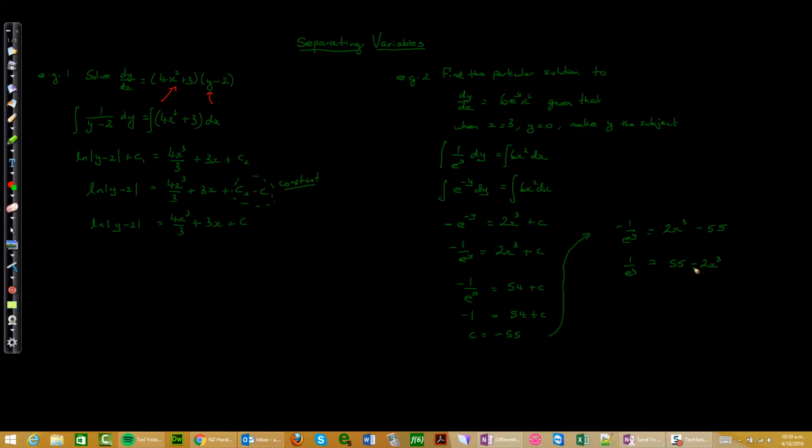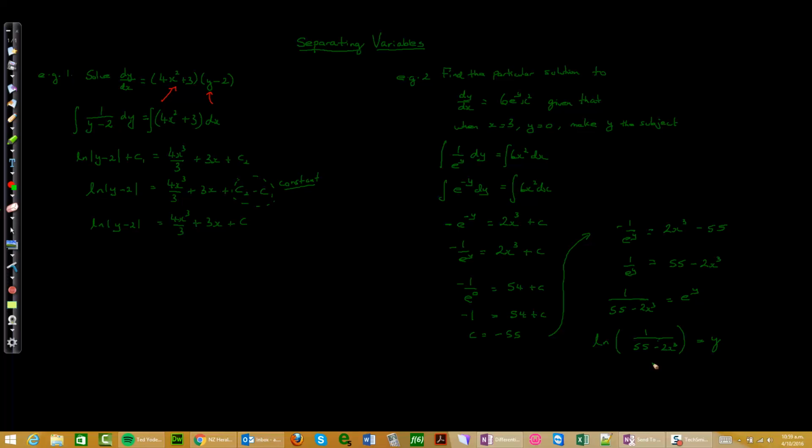At this stage, what I'm going to do now is move the e to the power of y over here and then this over to this side, because I want to get e to the power of y on its own. And to get rid of that exponential, we can take the natural log of both sides. And so there we have a solution.